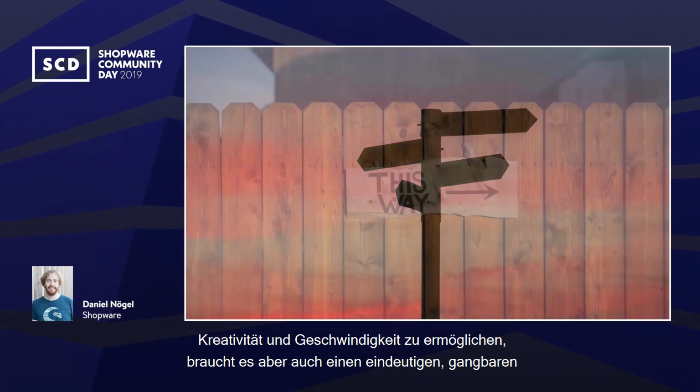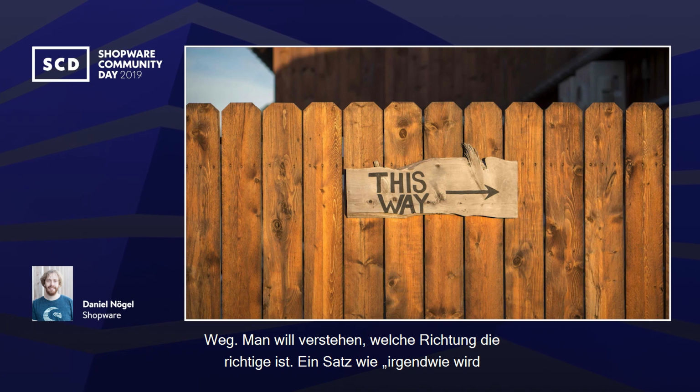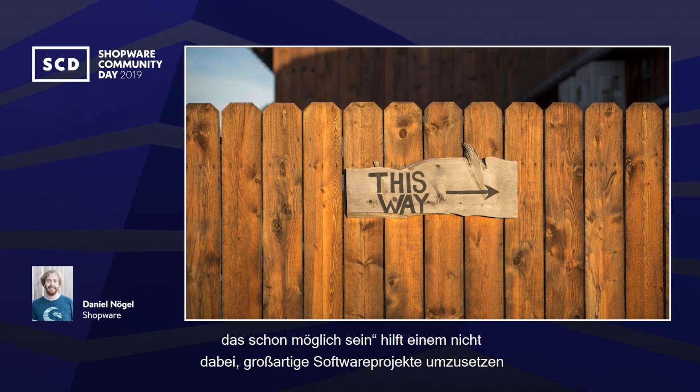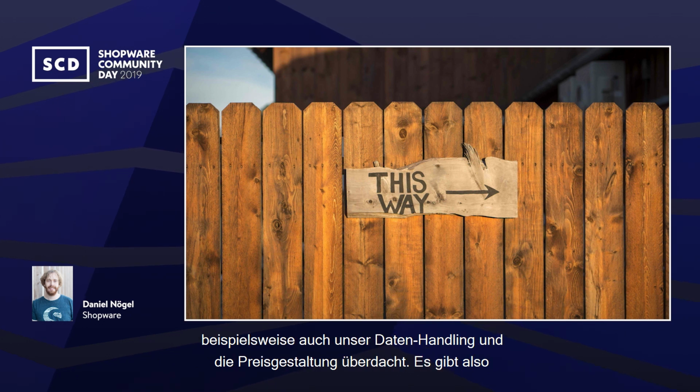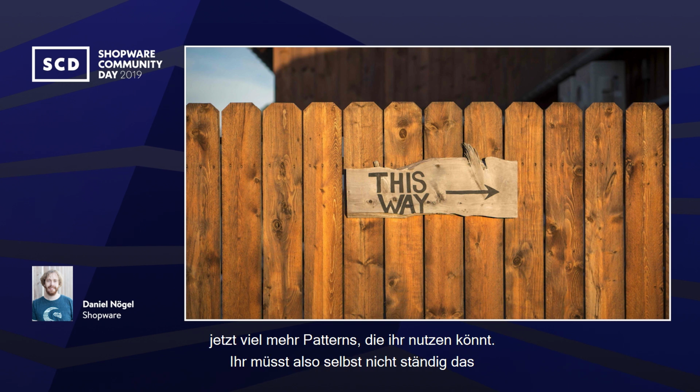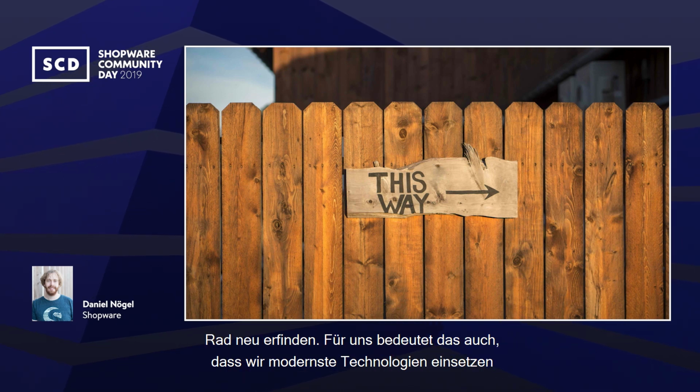In order to enable this kind of creativity and speed, however, there must also be a clear way which you know you can go. So you want to understand what is the right way. A sentence like, everything is possible somehow, will not help you to do awesome software projects and to be successful with your customers. You want to know the right way to go. And this is why we also reconsidered the way we were handling our data and how prices should work and so on. So you will see there are a lot more patterns that you can use, so you don't need to reinvent the wheel all the time.